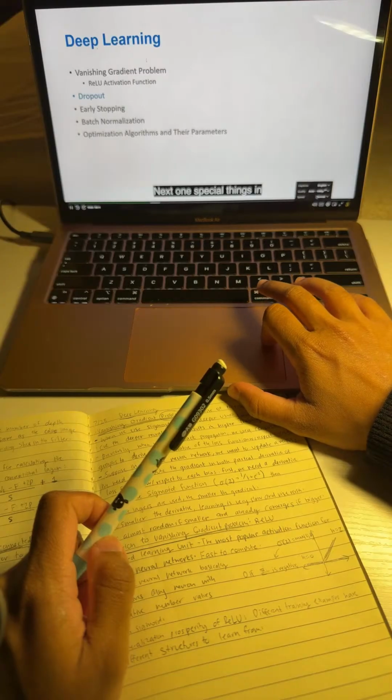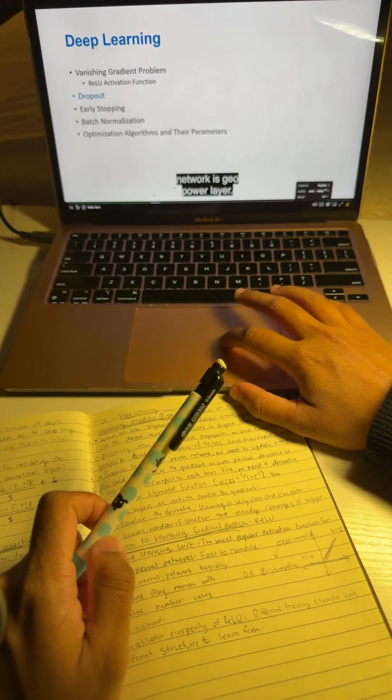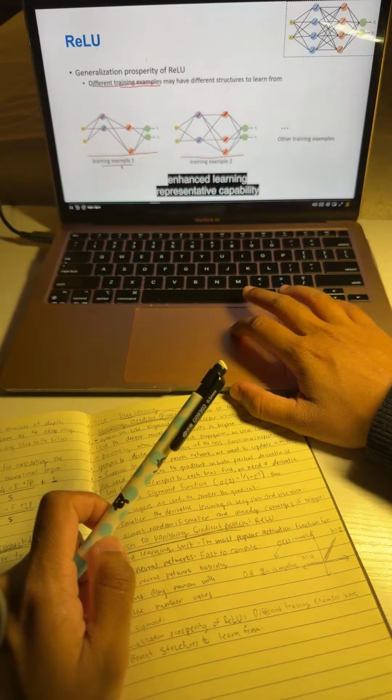The next special thing in the current deep neural network is the dropout layer. So drop learning or representative capability.